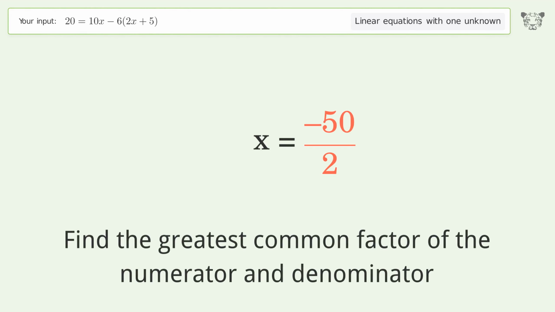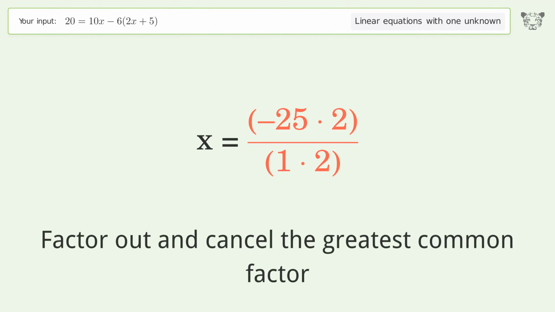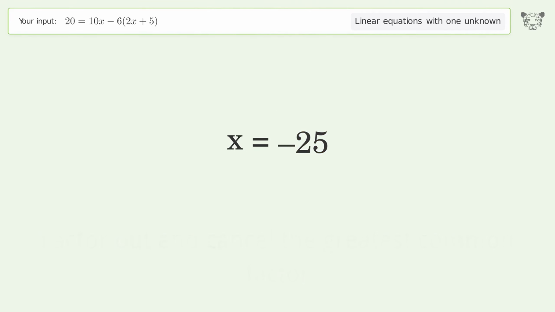Find the greatest common factor of the numerator and denominator. Factor out and cancel the greatest common factor. And so the final result is x equals -25.